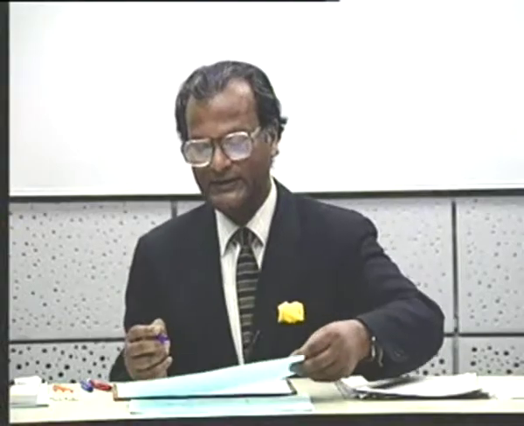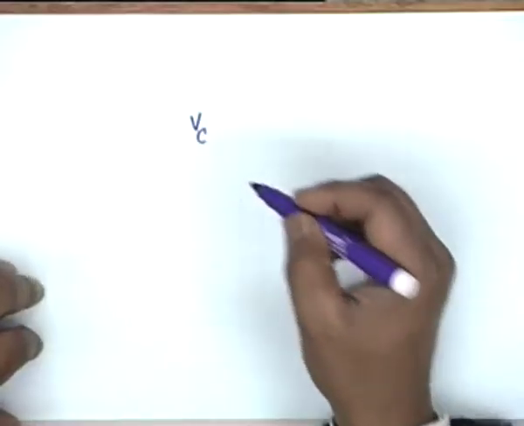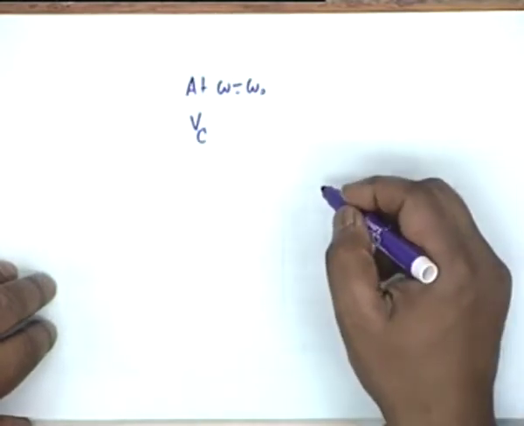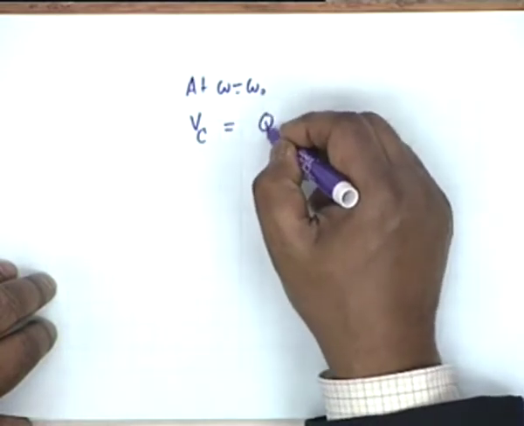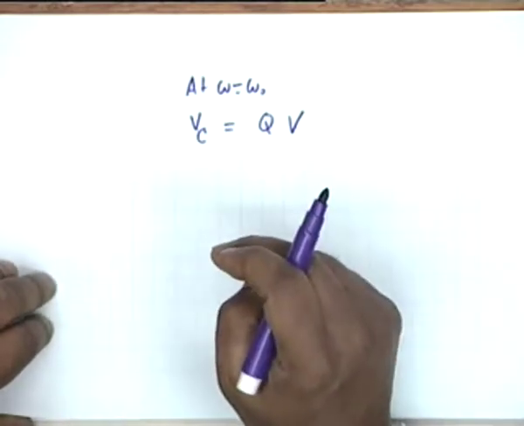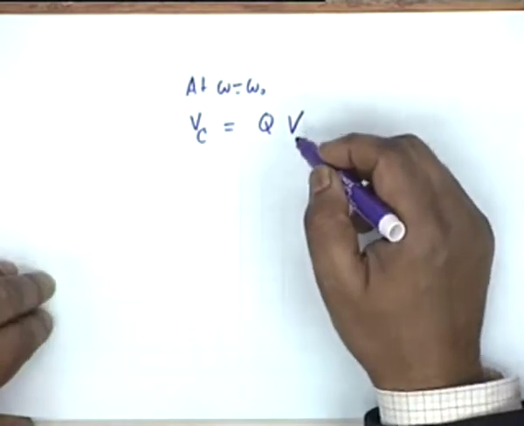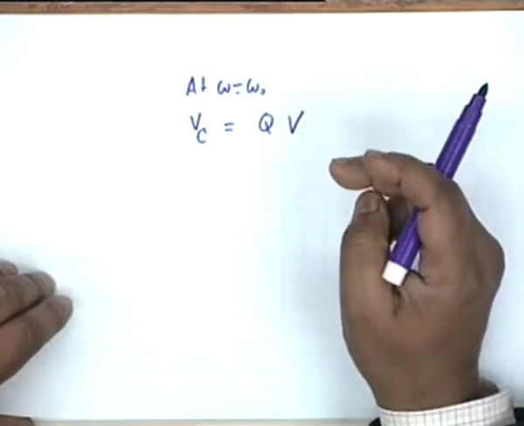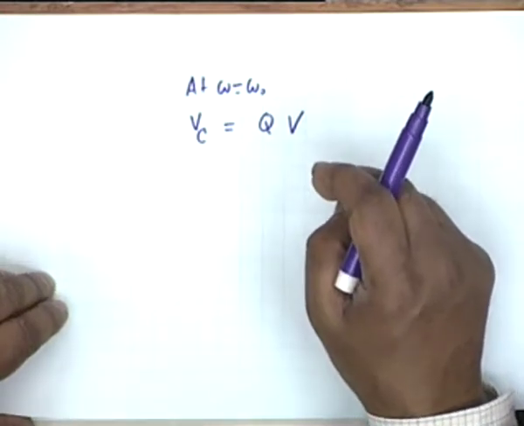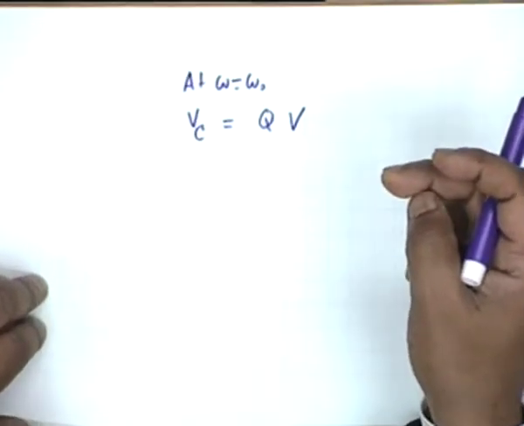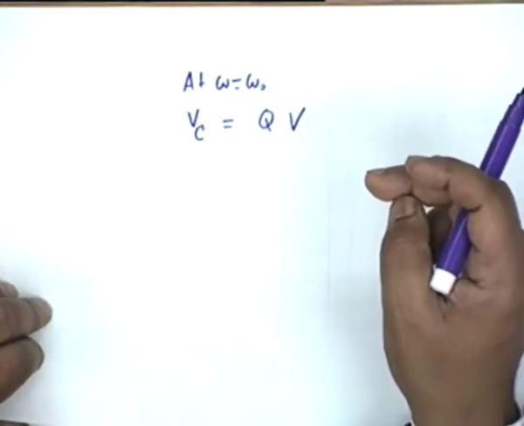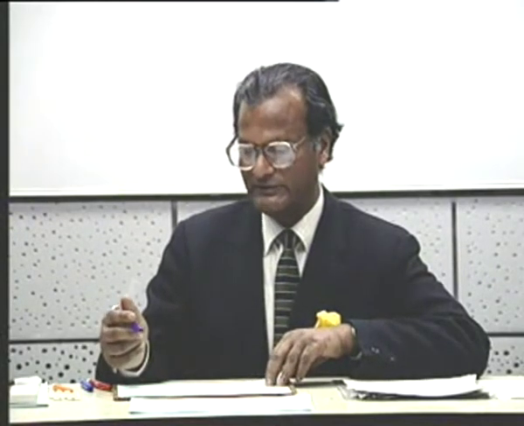In a similar manner, if you had investigated the capacitor voltage V sub C at omega equal to omega 0, you would have seen that V sub C is also equal to Q times V. Remember, we are considering only amplitudes, only magnitudes. So at resonance, V sub C and V sub L can be much larger than the applied voltage, and so there is a stepping up, and this stepping up is technically known as resonance transformation. That is a transformer which uses the property of resonance.